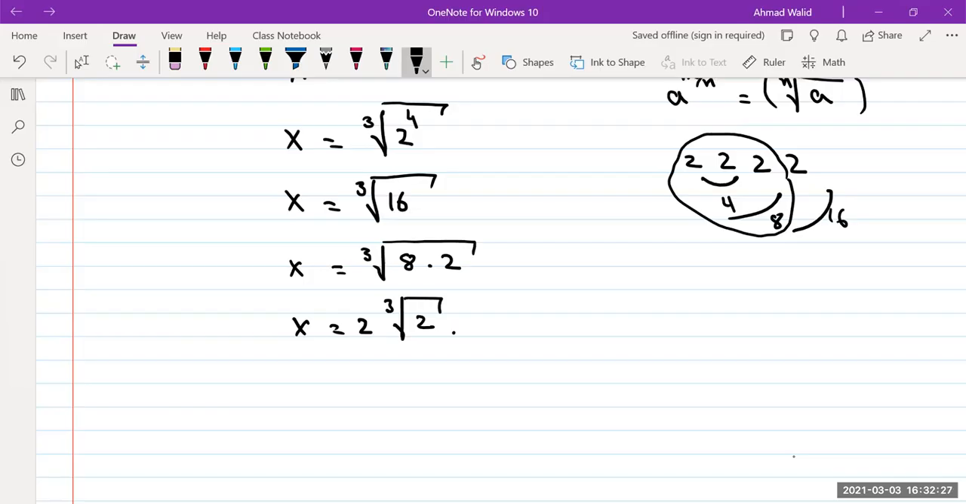Correct? If you use a calculator, maybe you end up with 2.52. But in this class, I will not ask you to find exactly how much is the cube root of 16. If you can simplify this much for me, that we usually do this, we are not going to change it to a decimal number, that will be the right answer. Correct?